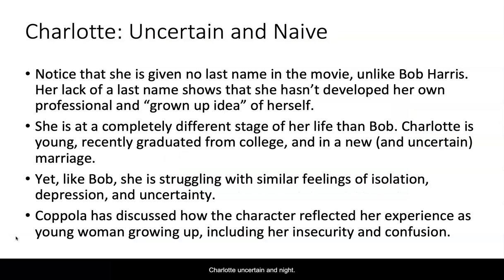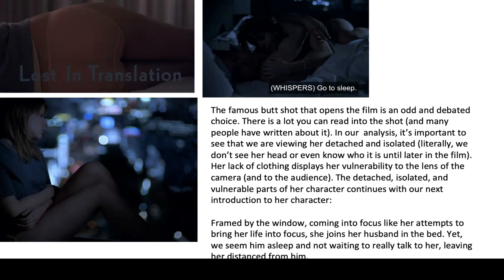Charlotte is uncertain and naive. Notice that she is given no last name in the movie, unlike Bob Harris. Her lack of a last name shows that she hasn't developed her own professional and grown-up idea of herself. She is at a completely different stage of her life than Bob. Charlotte is young, recently graduated from college, and in a new and uncertain marriage. Yet, like Bob, she is struggling with similar feelings of isolation, depression, and uncertainty. Coppola has discussed how the character reflected her experiences as a young woman growing up, including her insecurity and confusion.